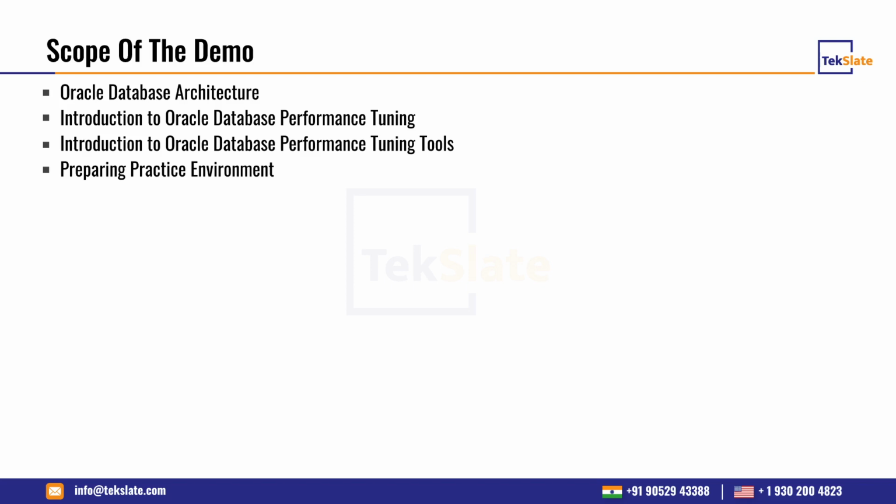Then background processes, user processes, server processes. You have the different components of the SGA: database buffer cache, shared pool, large pool, redo log buffer, Java pool, streams pool. In the shared pool, we have the library cache and data dictionary cache. So these are the components of the SGA.